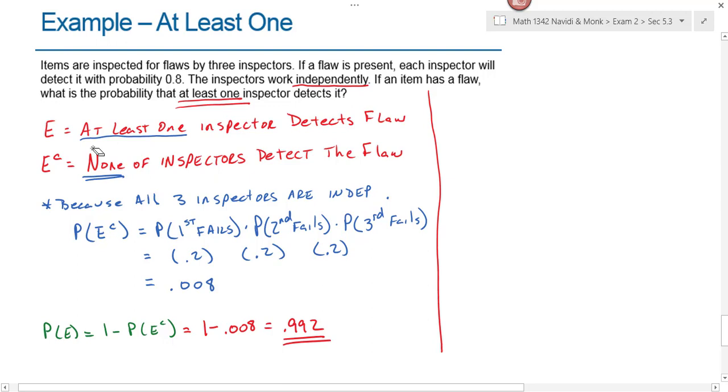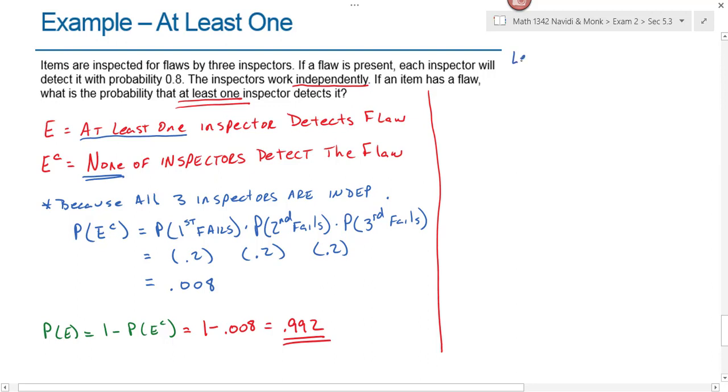What if I didn't want to mess with the complement? I just want to look at my event. Well, I've got to consider every possible way that I could have my event, at least one of them detecting. For the other approach, you don't have to write this down. As a matter of fact, I recommend you not write this down, because I'm going to model for you the way you don't want to work this problem. And when I model it for you, hopefully you'll see why you don't want to work it this way.